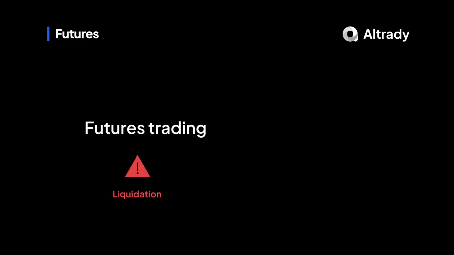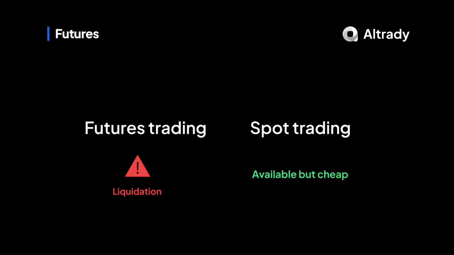If the price moves too far against you, the exchange will liquidate your position, automatically closing it and taking the money you used to open the trade. Unlike spot trading, where you still own the coin even if it crashes. In futures, you don't keep the asset, and a strong move against you can wipe out your trade or even your whole account completely.